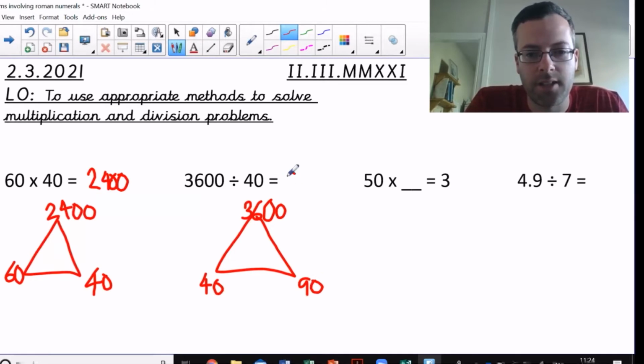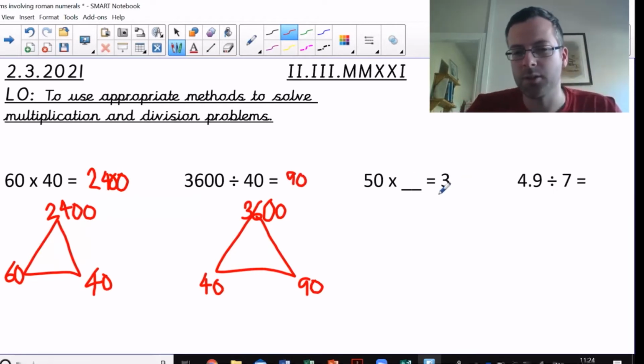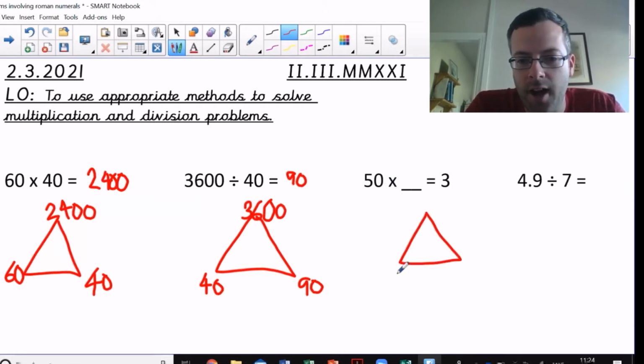Okay, so my answer is 90. Next one, 50 times something equals 3. Now that is a weird one, but what I could maybe do to help me work that out is 5 times something equals 30, and I know that 5 times 6 equals 30, but in this one, that needs to be 10 times bigger, so I'm going to make that 10 times bigger, but then that needs to be 100 times smaller, so I'm going to make that 100 times smaller. And there's my answer. Tricky.